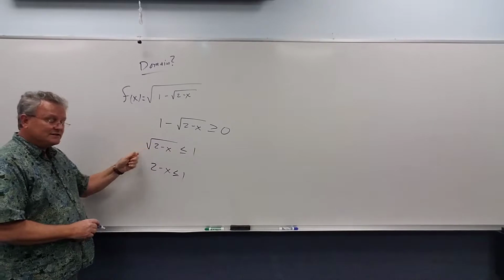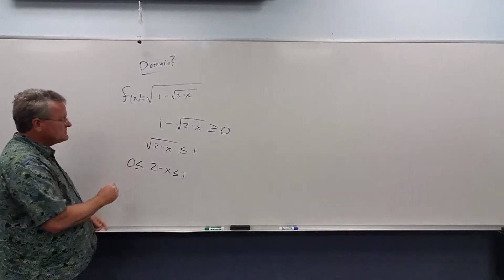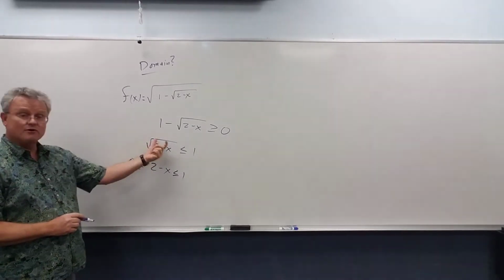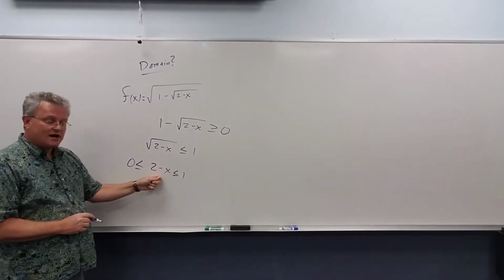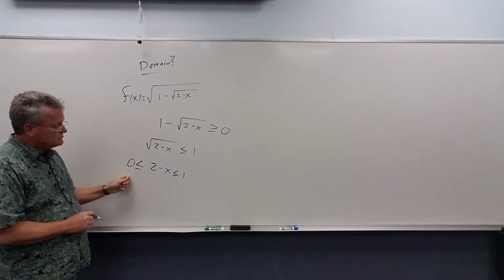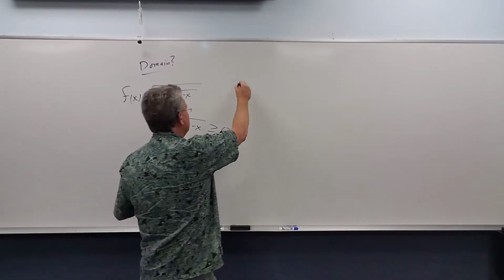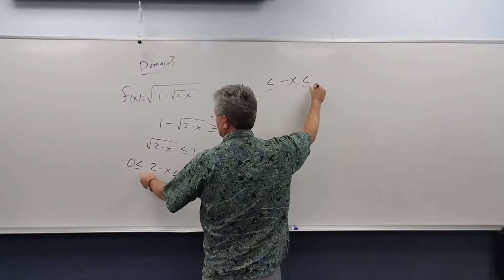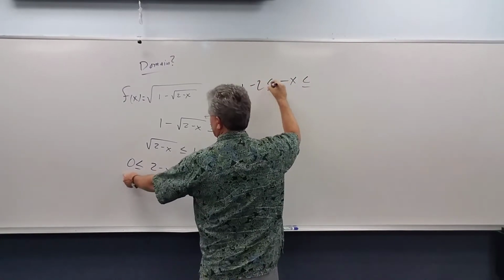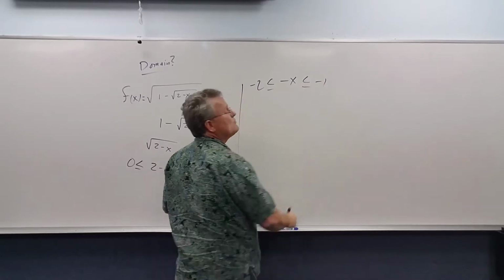And likewise, it's got to be greater than or equal to 0 because it's a square root and we don't want negative numbers. So now we solve this. When I subtract 2 from all three parts, we get negative x, and subtracting 2, we get negative 2 and negative 1.